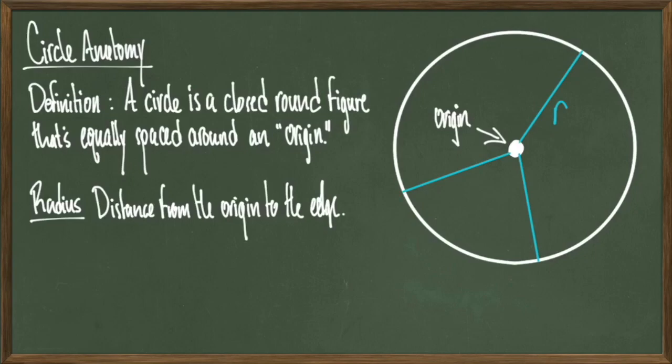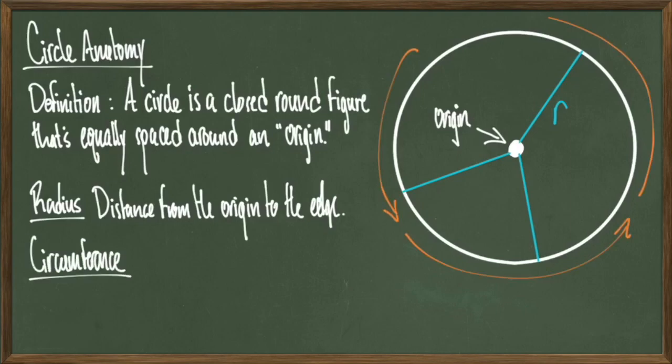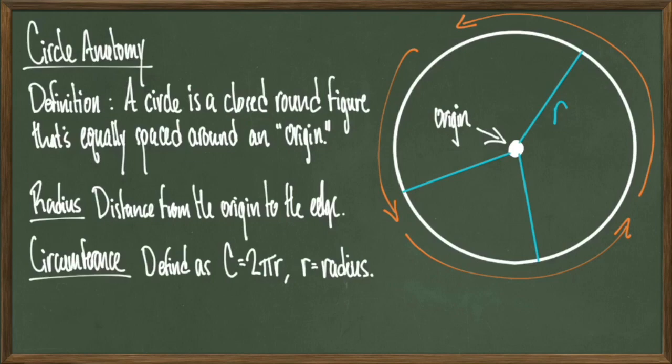Now when talking about the perimeter of a circle, we have a special name. That is called the circumference. The circumference is my length around the circle. This is harder to measure because it's a curve, but the circumference is nicely defined as C equals 2 pi r, where r is our radius.